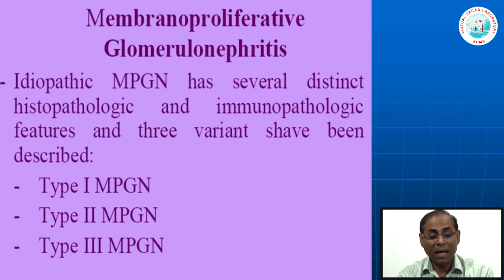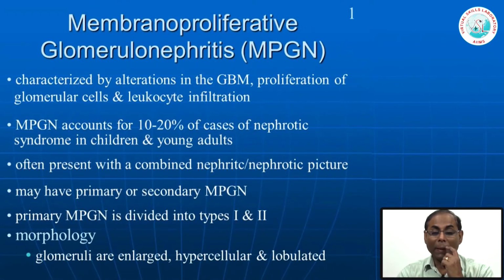3 variants have been described. They are type 1 MPGN, type 2 MPGN and type 3 MPGN. Now, they are characterized by alteration in the glomerular basement membrane, proliferation of the glomerular cells and leukocyte infiltration. MPGN accounts for 10 to 20% of the cases of nephrotic syndrome in children and young adults, and often presents with a combined nephritic and nephrotic syndrome, and may be primary or secondary MPGN.